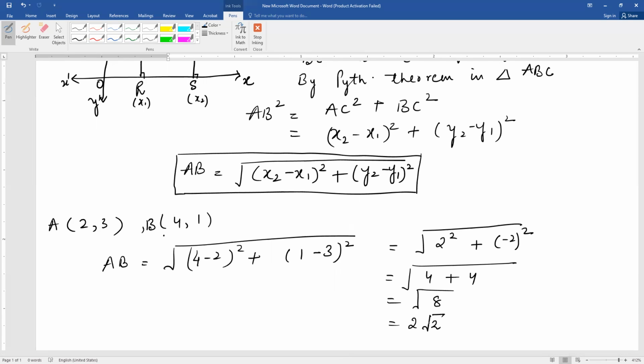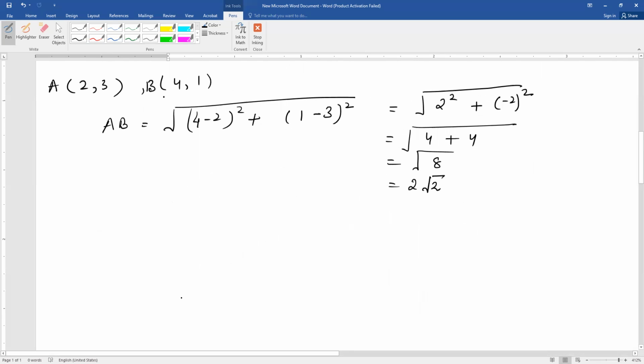I hope you might have understood this application of distance formula. By applying this formula, you can find any distance. Let us take one more example. Suppose you are to find the distance between 2 points, say P is a, b and Q point is minus a, minus b. Now what will be the distance PQ?